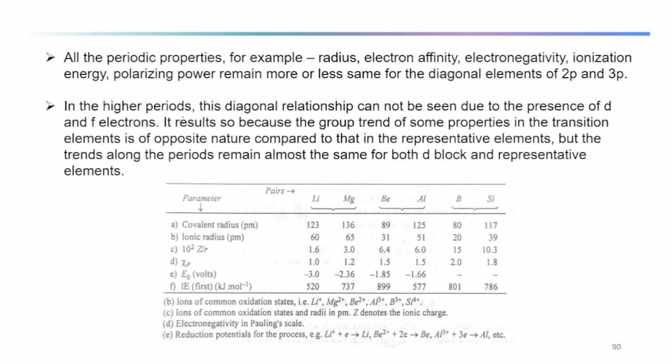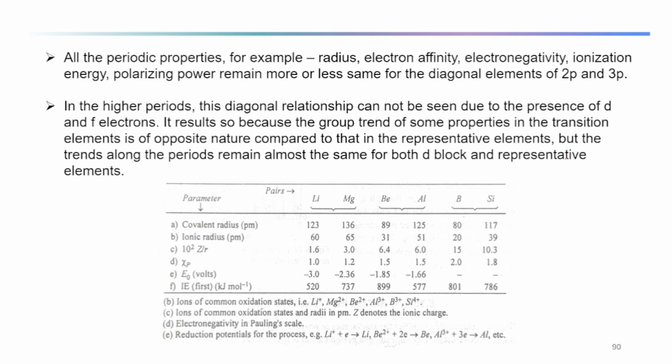In the higher periods, the diagonal relationship cannot be seen due to the presence of d and f electrons. It results so because the group trend of some properties in the transition elements is of opposite nature compared to that in the representative elements. Representative elements mean s block and p block elements. But the trends along the periods remain almost the same for both d block and representative elements.